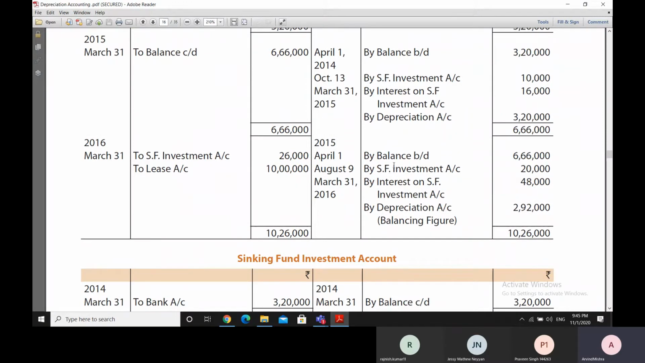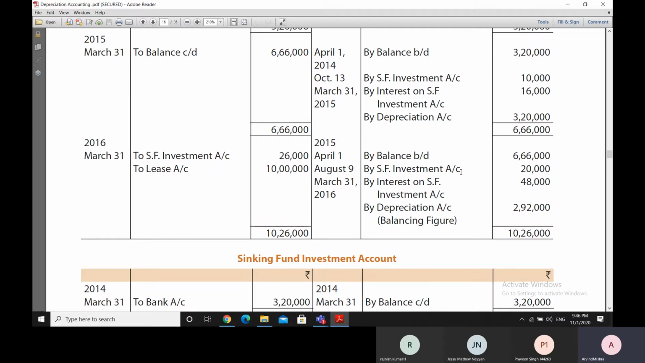Now after 1st April, on August 9, a profit is being made of 20,000 rupees on the sale of the investments in the sinking fund investment account. So this additional amount of 20,000 rupees, which is generated into the investment account by selling of certain properties, is transferred to the sinking fund account by crediting the sinking fund account and debiting the sinking fund investment account to the extent of 20,000 rupees. This is the transfer of the additional profit that is generated by sale of the specific investment that was made out of the sinking fund investment account.